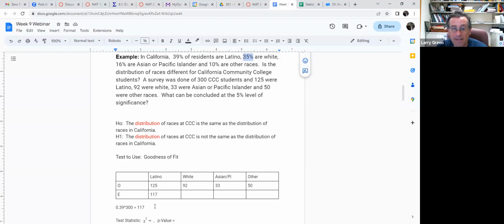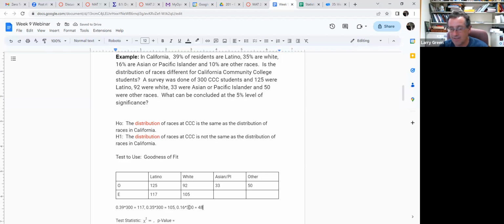35% are supposed to be white. Well, we do the same idea. 0.35 times 300. And that's 105. And that would be our expected number of whites. Any questions? Okay. Then for the Asian Pacific Islanders, 16% are Asian Pacific Islanders. That's 0.16 times 300. And that's 48. Again, you're always welcome to put it in a calculator.